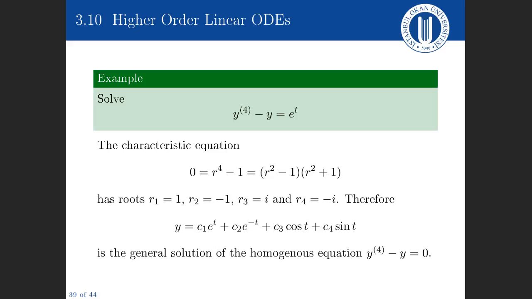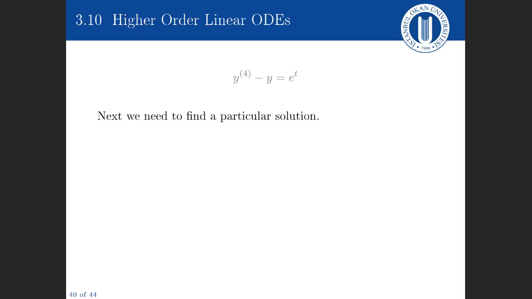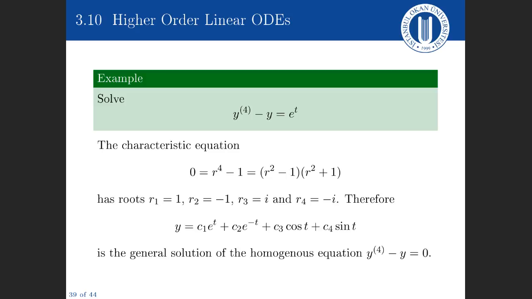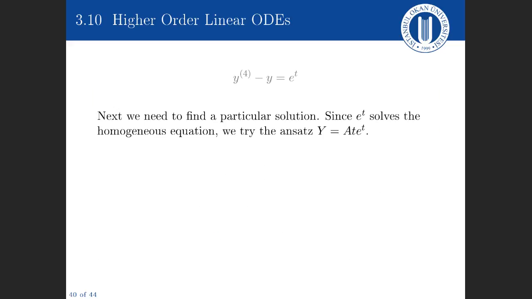Next, we need to find a particular solution to the non-homogeneous equation. And I'm going to use the method of undetermined coefficients. I'm going to look at this function, it is e to the power t, so our ansatz must include e to the power t. But look, we have e to the power t just here. So we can't use e to the power t. We need to try a function involving t e to the power t. So the ansatz is going to be some number capital A t e to the power t.